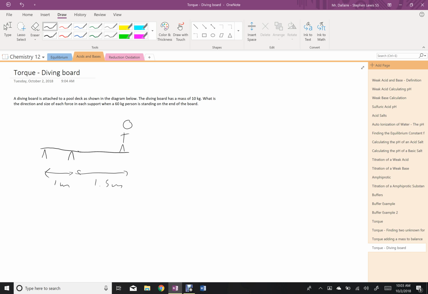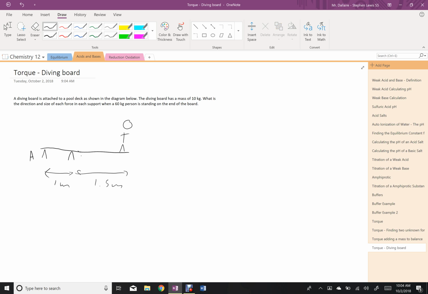Okay, a diving board is attached to a pool deck as shown in the diagram below. There it is. The diving board has a mass of 10 kilograms. What is the direction and size of the force in each support when a 60 kilogram person is standing on the edge? So here we're just doing one where the supports are both inside or closer to the object, but we're still looking for two unknown forces.